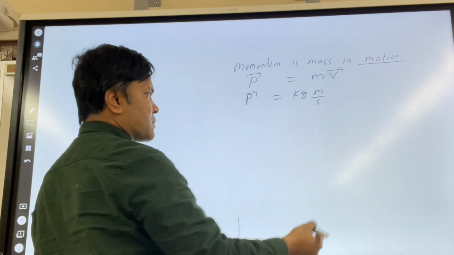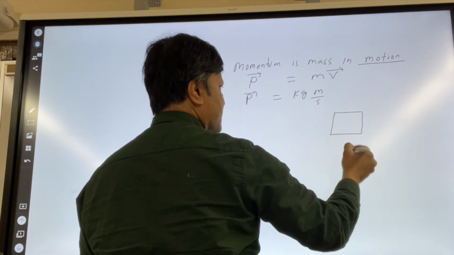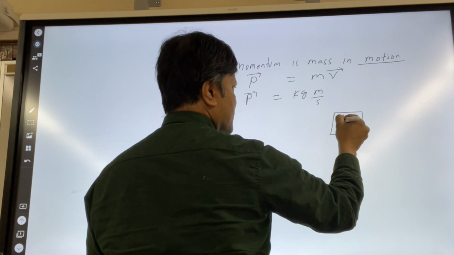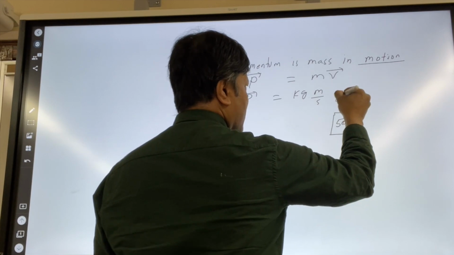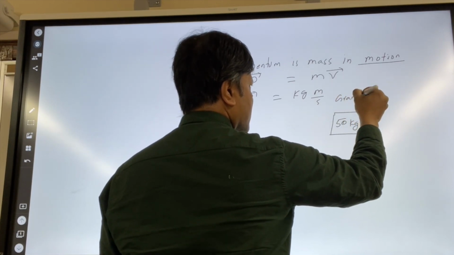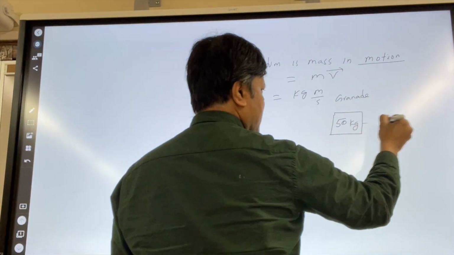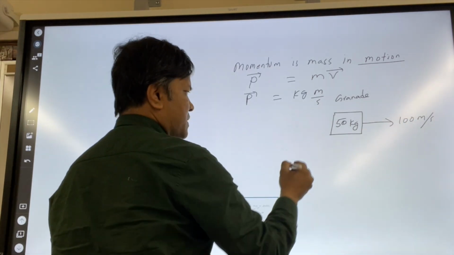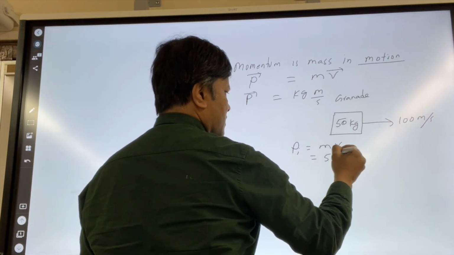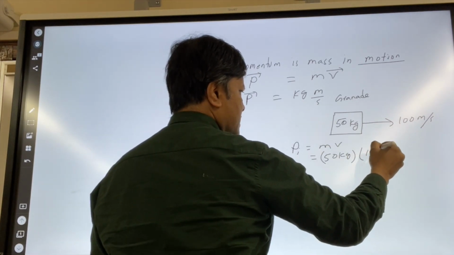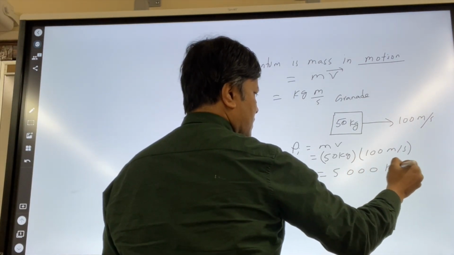Let's give you an example to help you understand momentum. Let's say I have a 50 kilogram granite that moves with 100 meter per second. What would be the momentum? So the momentum would be M times V. So 50 kilogram times 100 meter per second would be 5,000 kilogram meter per second.